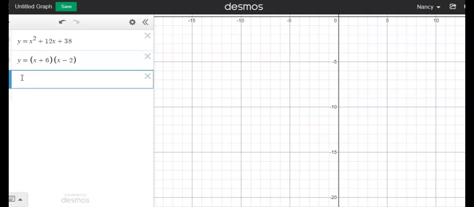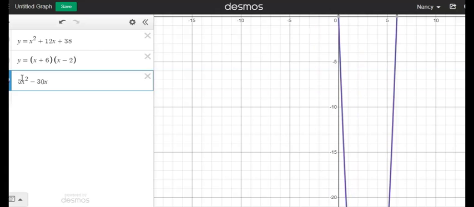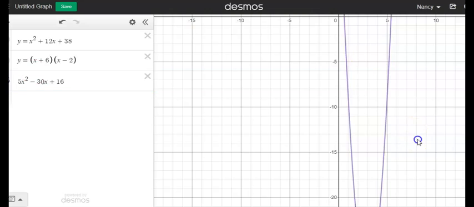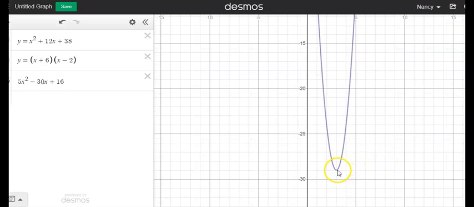You don't have to enter y equals. The only time you have to enter y equals is if it's just y equals 3 or y equals 0 or whatever. Okay, 5x squared minus 30x plus 16. Okay, that one's way down there.